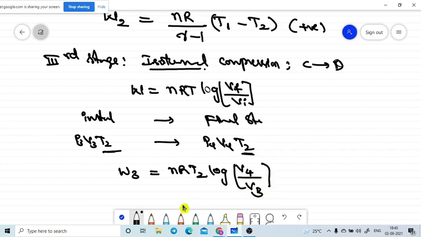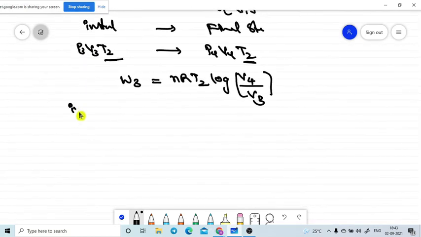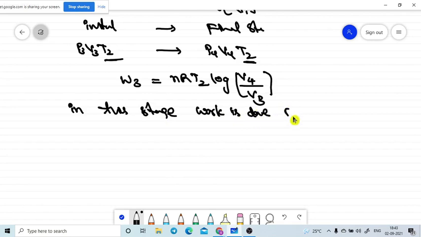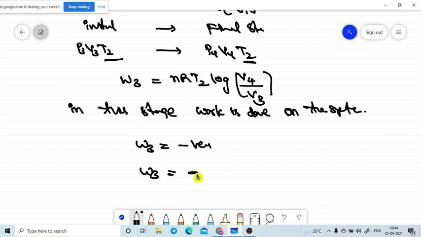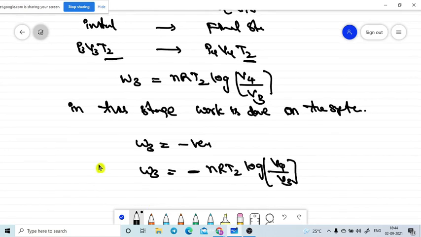But one thing you need to remember: in this stage, work is done on the system. That means we need to take it as negative. So W3 is negative. That's why W3 is equal to minus nRT2 into log of V4 by V3. That is very, very important. Are you getting or not? So done. Now we are moving to the fourth stage.